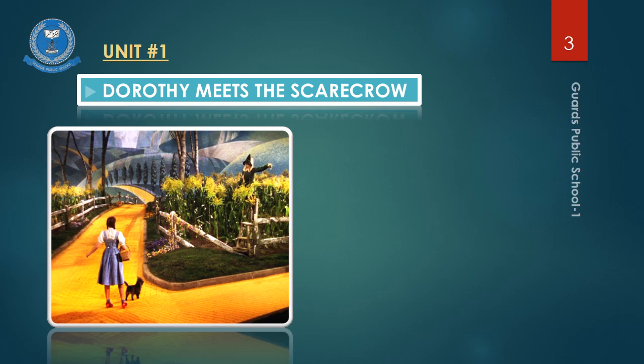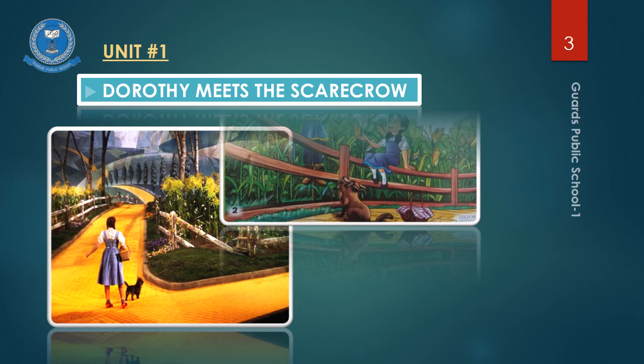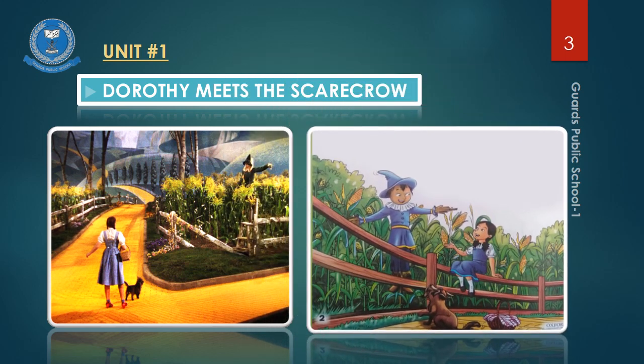While Dorothy and her dog were passing by a cornfield, they both were so tired. So they sat near the cornfield by the fence. What is the fence? Yes, I have told you. Fence is the boundaries with every field. So, like cornfield, vegetable field, etc. They both sat down there and suddenly she saw a scarecrow.